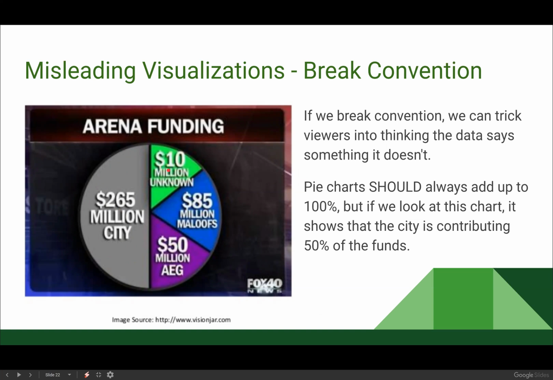Unknown is contributing 10 million. Maloofs is contributing 85 million, and AEG is contributing 50 million. Now, all of those slices look roughly the same size, even though they are wildly different in number. And if we add those up, that does not add up to 265.